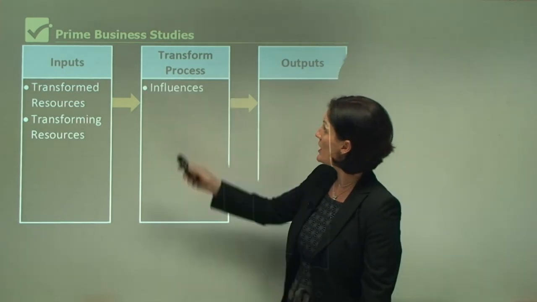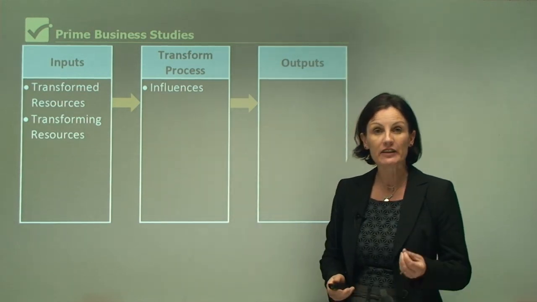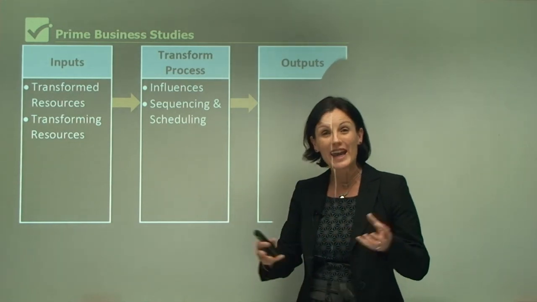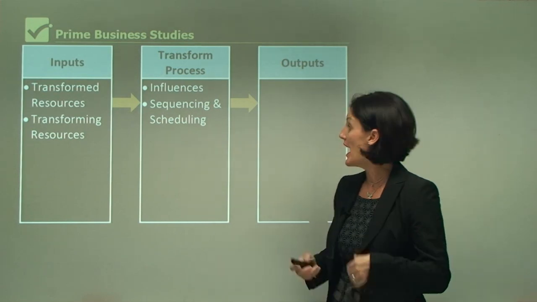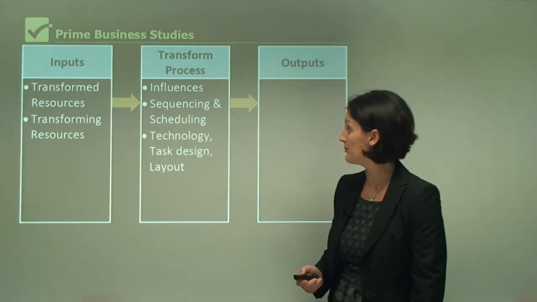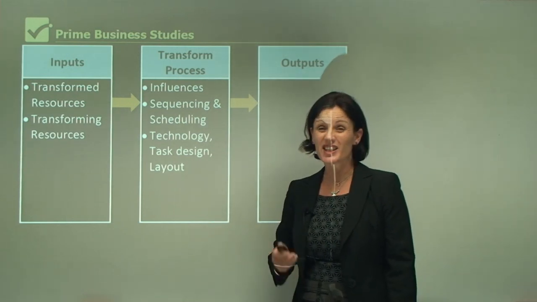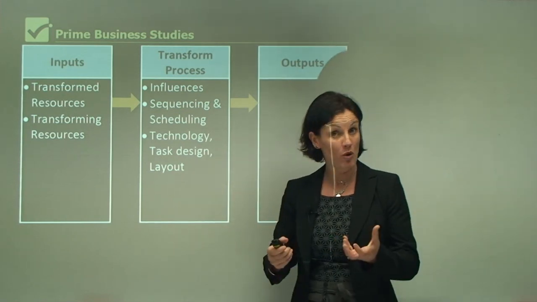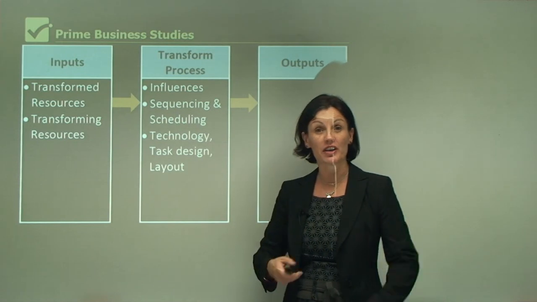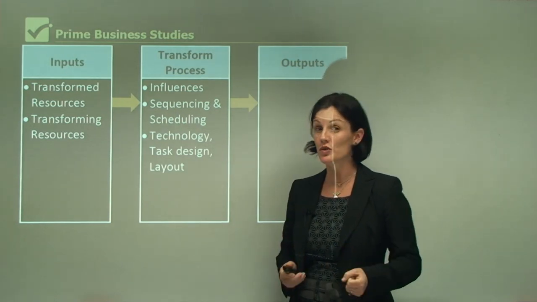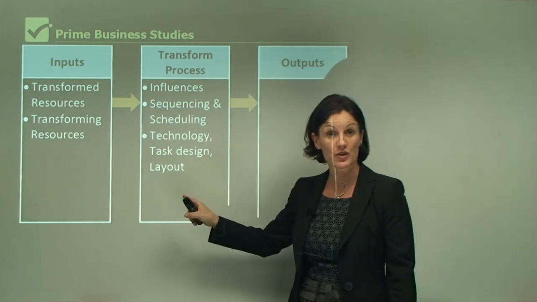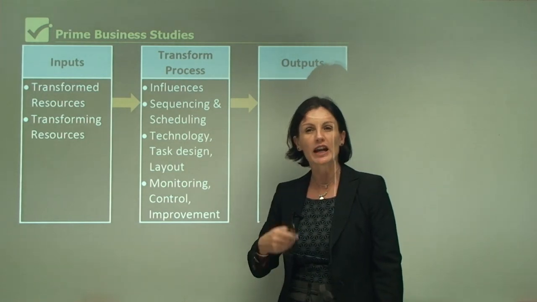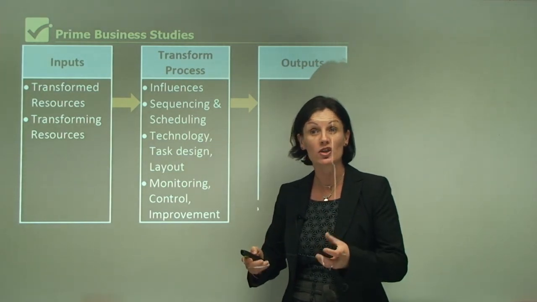Now, in our transforming process, there are some key factors that will influence us. Many businesses now are looking at the way that they transform. They have scheduling and sequencing to improve that processing. And as stated before, technology is becoming more and more crucial so that we can do this process faster and make more money. Our layout and design of our factory or our office is also very important in our transformation process. We also need to make sure that we're constantly monitoring and controlling the process so that we can make changes to improve.